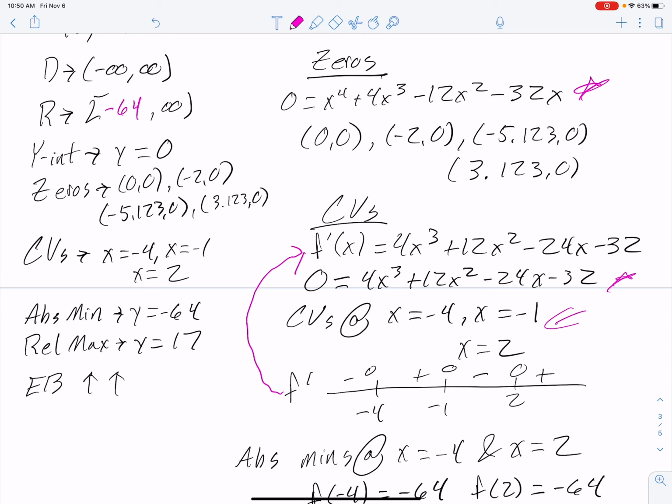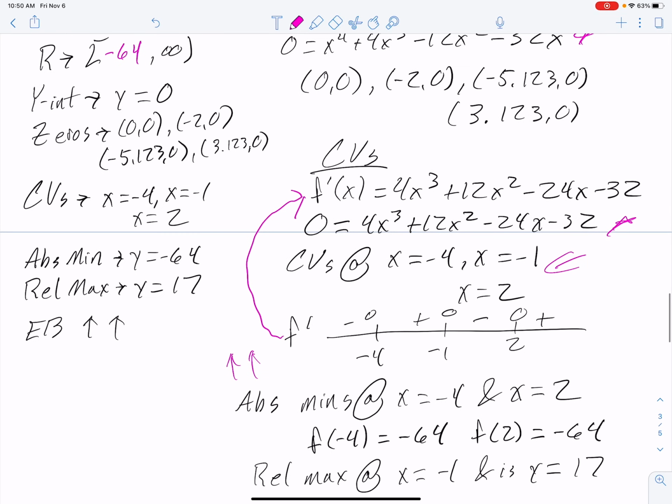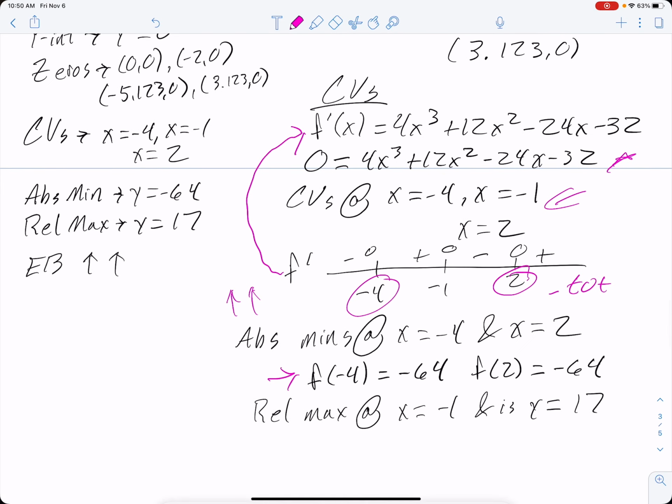Now, because this is a fourth degree polynomial, I'm expecting to get an absolute minimum of some kind because I already know the end behavior is up and up. I'm not going to know what that minimum is until I take the time to plug in -4 and 2, the location where the sign changed negative to positive. And by chance, they happen to be symmetric values. I plug 1 in to find my relative max because my sign pattern changed from positive to negative, and I get my relative max as 17.